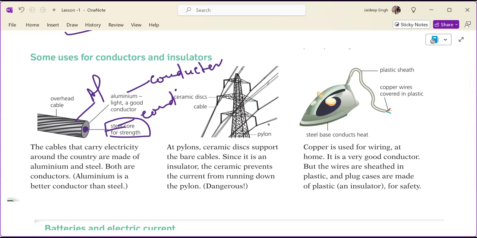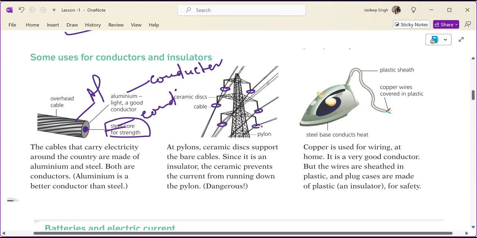This is the pylon. We can observe some disc-like structures on these pylons. This disc is made of ceramic. It supports the bare cables. These are the open naked cables. Ceramic is an insulator. As we have talked, insulators do not allow flow of electrons, so it prevents the current from running down the pylon.